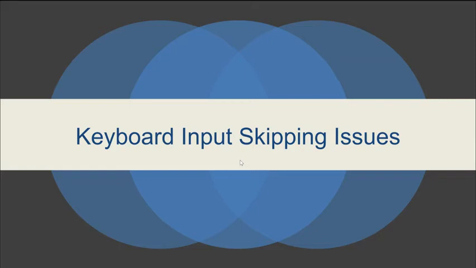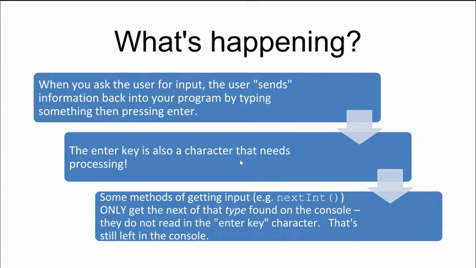Let's look at the reason why the keyboard input might be skipping. So what's happening when you see this phenomenon? Well, when you ask the user for input, the user sends information back into the program by typing something, then pressing enter. And the enter key is also a character that needs processing. Some methods of getting input, like nextInt, only get the next of the type found in the console, so it'll get the next number. But it does not read the enter key character, and that's still left in the console.